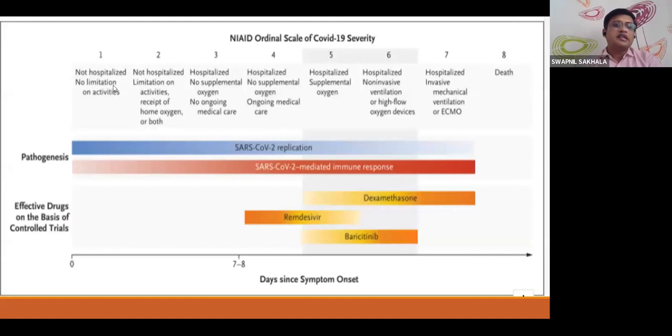So this is the ordinal scale we follow once the patient is hospitalized. If the ordinal scale is more than 4 or 5, the available medications are steroids, Clexane, remdesivir, and baricitinib tablet in patients who are requiring high O2 therapy.